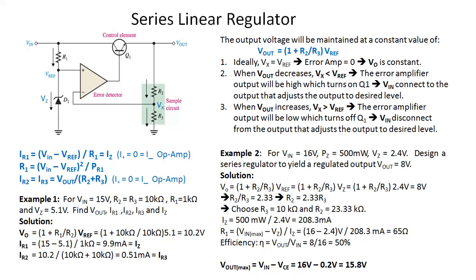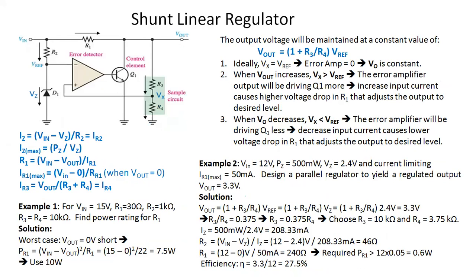Okay, so now we are supposed to solve numericals on the shunt voltage linear regulator. What we are saying is, you can see here we have the control element that is in parallel with this circuit. This is nothing but the load resistance output. Here we will get the equation for V out. Here we are taking R3 plus R4 because we have two resistances here.